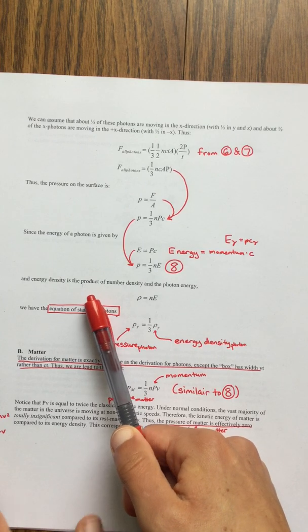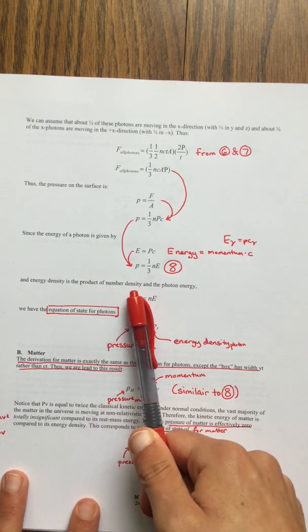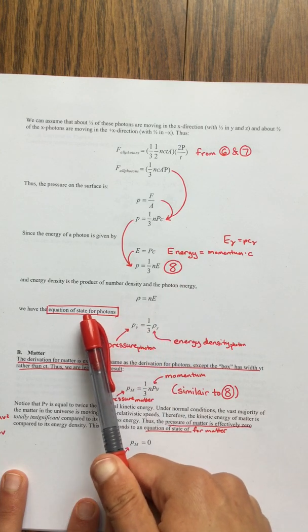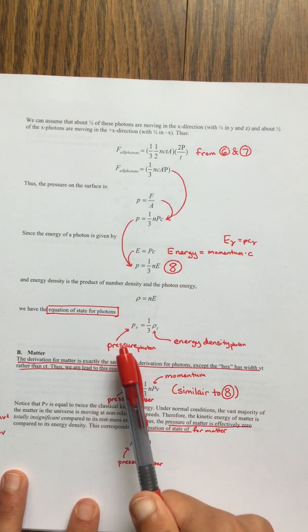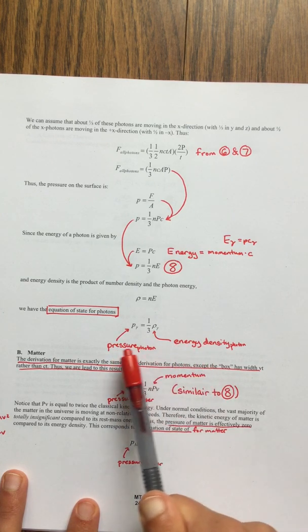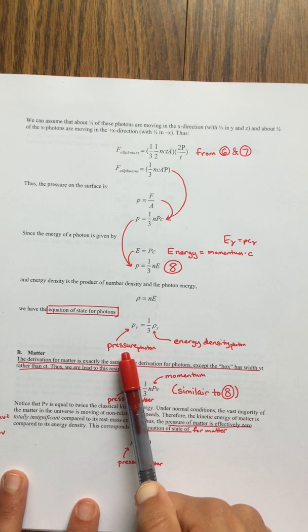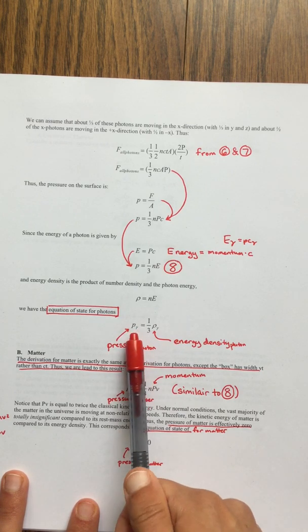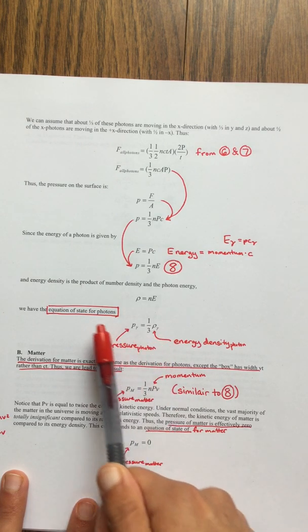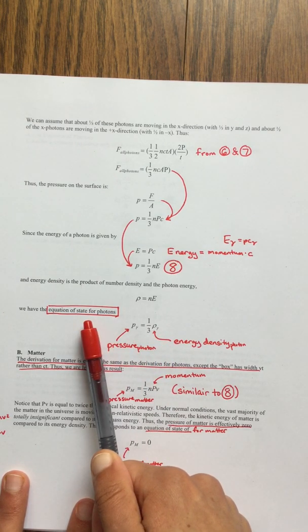Okay, and then the energy density is the product of the number density and the photon energy. And then we get the equation of state for the photons. I thought it was helpful to write out what everything is since we have two different P's in a row, which looks kind of like a little p. So this is the pressure of the photon. This is the energy density for the photon. So this is the equation of state for the photons.